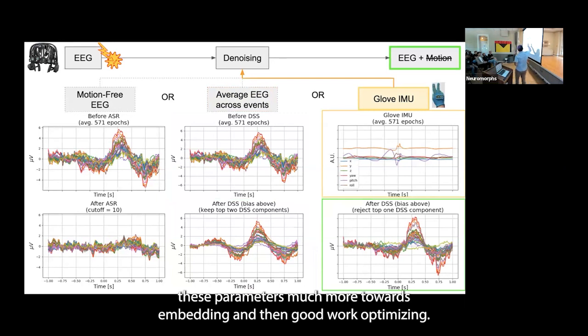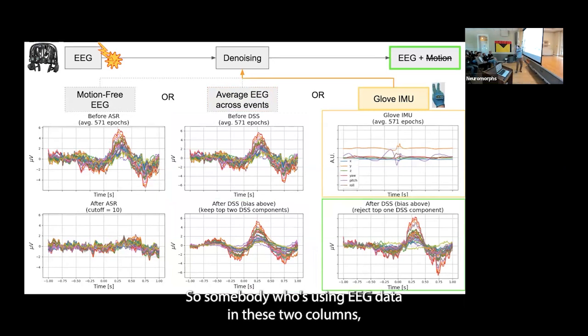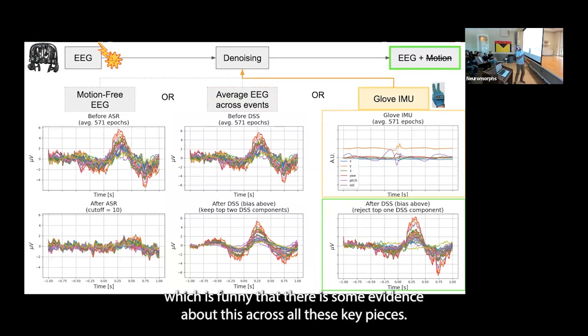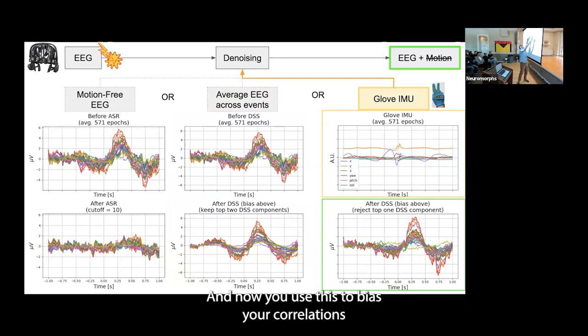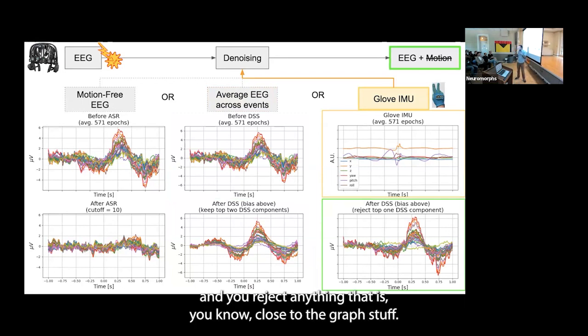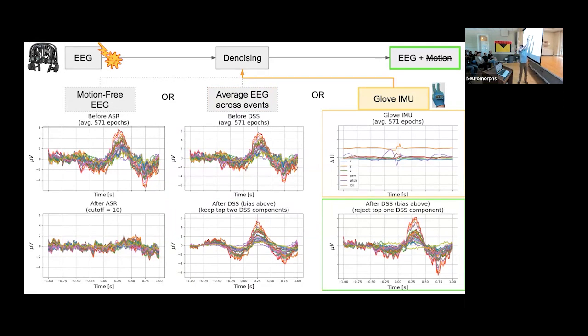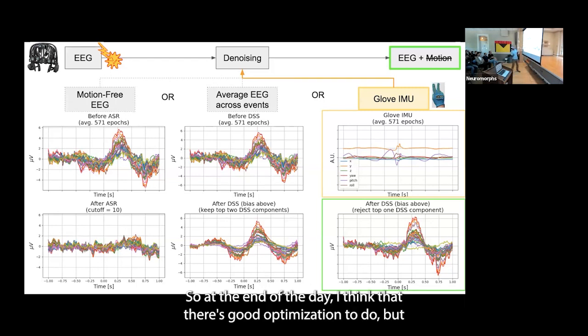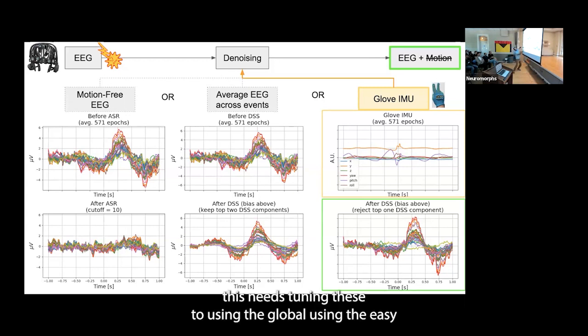And then the final goal was, okay, what if we, so far we were only using EEG data in these two columns, but what if we tried including the glove instead? So think of this as a glove averaged ERP, which is funny that there is some average that survives across all these key presses. And now you use this to bias your correlations, and you reject anything that is close to the glove stuff. And once you reject those components, what we get out kind of looks comparable to using just the EEG data. So at the end of the day, I feel like there's more optimization to do, but this needs tuning. These two, using the glove or using the EEG statistics, came out looking similar. So we were kind of happy about it.